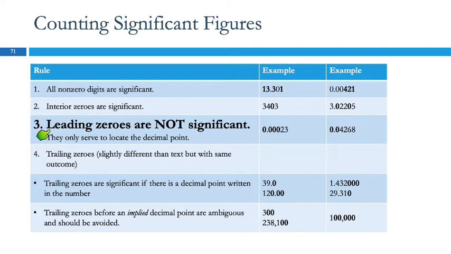Then there's leading zeros. The leading zeros come at the beginning of the number. These numbers are going to be less than 1. It's going to be 0.000 something something. The purpose of those zeros is to locate the decimal point. They're not reflecting measurement.